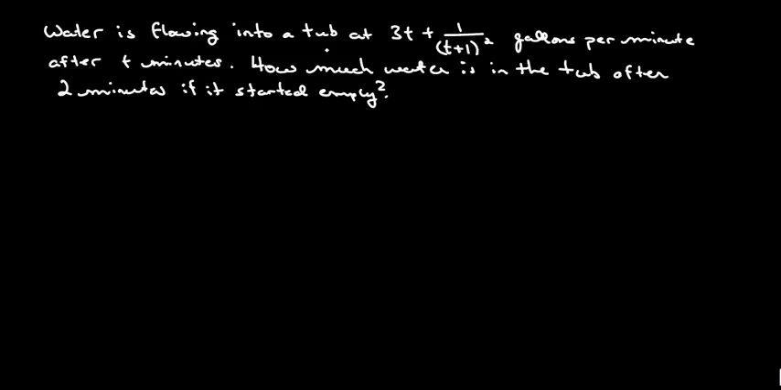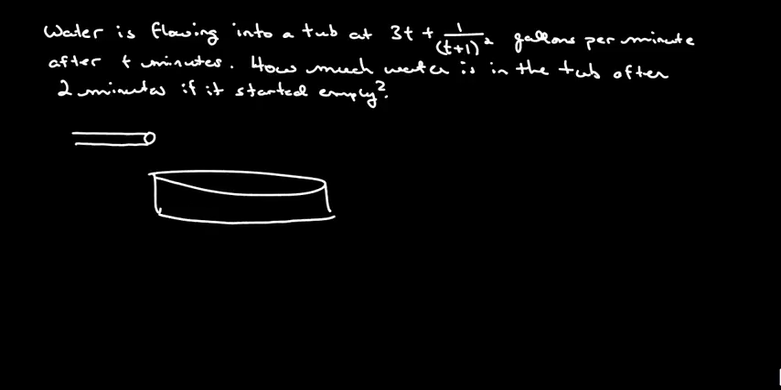Okay, so we have water that's flowing into a tub at this rate of gallons per minute at some t minutes. So when t is 0, let's just take a look at this. The rate at which the water's flowing in, so let's pretend we've got some pipe here, and there's some tub here, okay? And so the water, of course, is flowing in.